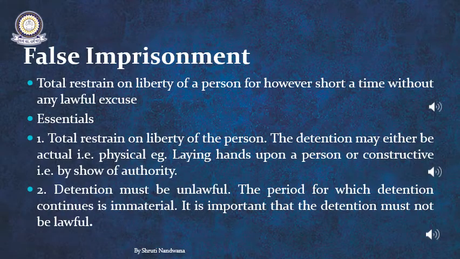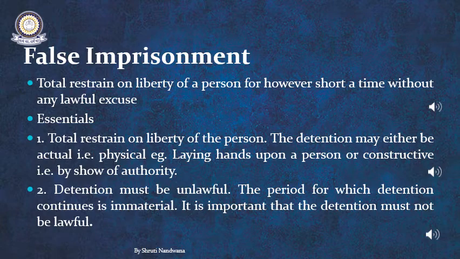Having understood that the tort of trespass to person deals with the security and bodily well-being of a person, let's move on to understand what false imprisonment means. False imprisonment basically means a total restraint on the liberty of a person for however short a time without any lawful excuse. It is essential to understand that the restraint has to be a total restraint and not a partial restraint. Now, how do you distinguish total restraint from partial restraint?